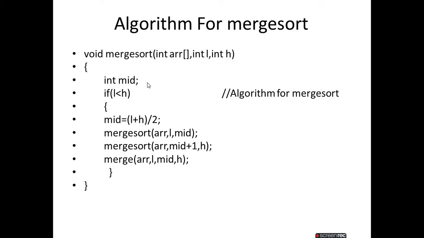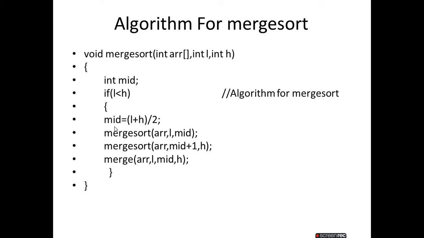Now declare a variable mid, of integer data type. Now this is a condition. First we check if L is less than H, that means the lower bound value is less than the upper bound value. If the condition is true, then go to the block of this if statement. Next, calculate mid. Mid equals L plus H divided by 2, that is, lower bound plus upper bound divided by 2.